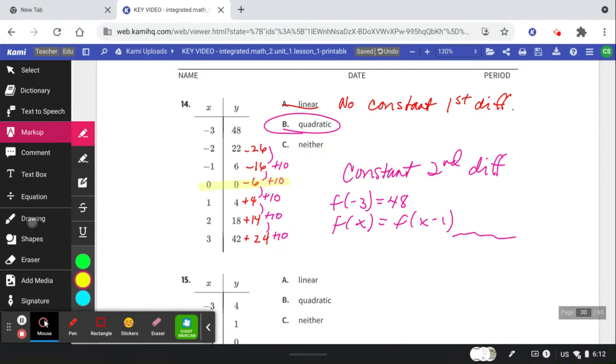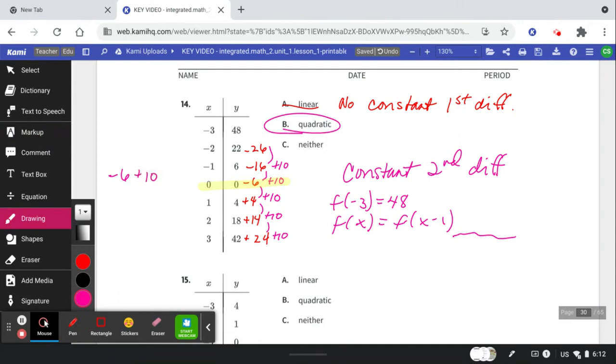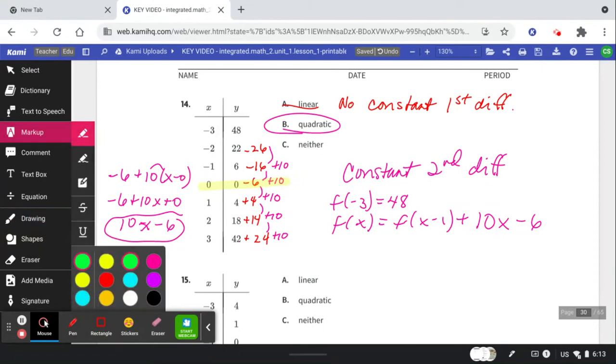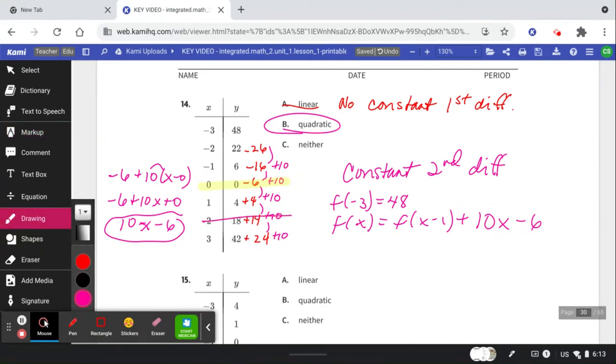Okay, this one would say begins with negative 6, adding 10 each time to the x minus 0. And that's just going to leave me 10x minus 6. How'd you do? Now, do I think I made an error on this? Let's always test out another row if you want to be safe.